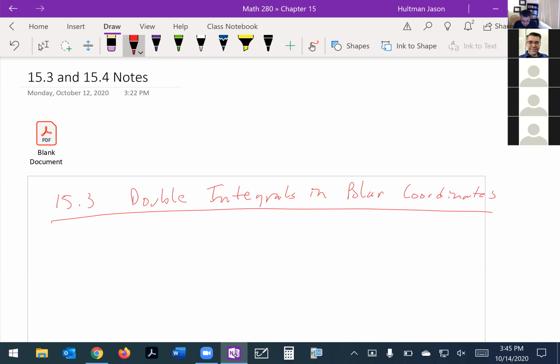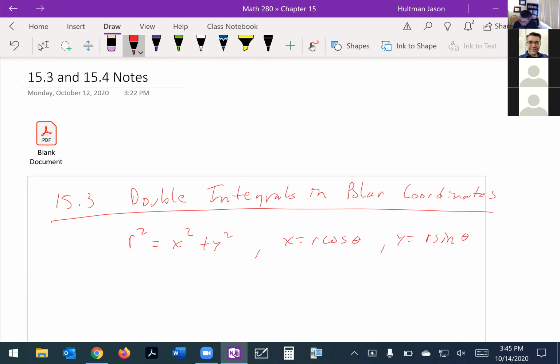If we look at our polar coordinates, r squared is equal to x squared plus y squared. x is equal to r cosine theta, and y is equal to r sine theta.